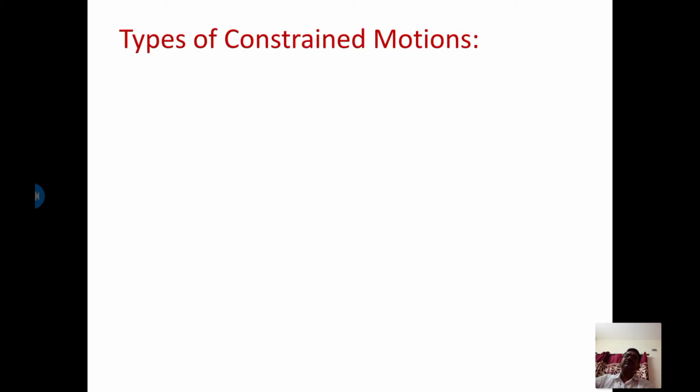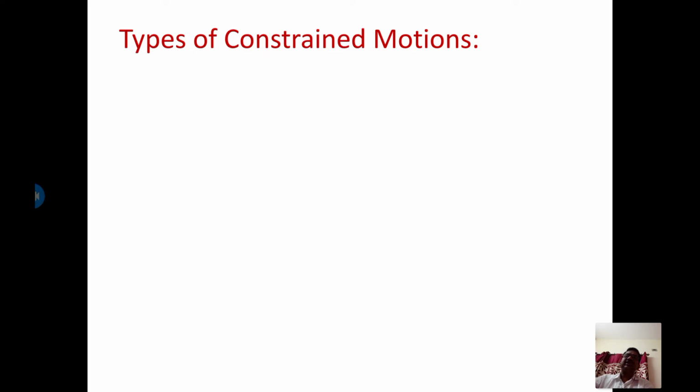constrained motions. So first we will discuss types of constrained motion, then the classification of kinematic pairs, then mobility, and whether it is a kinematic chain or not, which we can check. So that we will discuss in this video. Now, types of constrained motions.